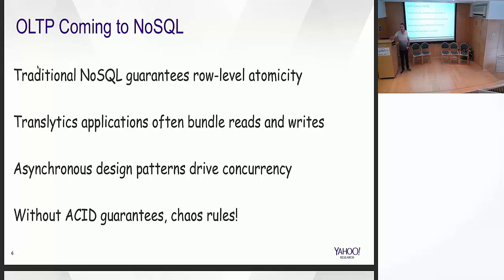Your view of the world is a huge collection of key-value pairs that are called rows. The traditional NoSQL access only guarantees row-level atomicity. So it often happens that transactional applications need more than that. They need atomic accesses to multiple rows.